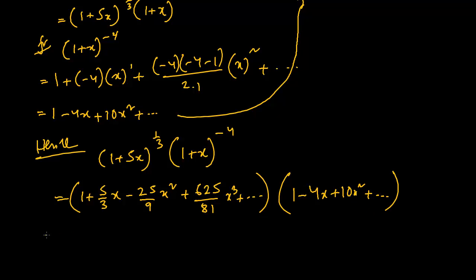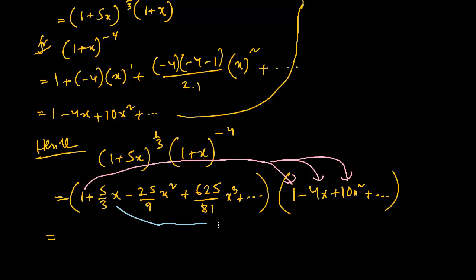Remember, in this expansion we need only terms up to x squared. So first let's multiply with 1. So 1 multiplied by 1, then multiplied by minus 4x, then multiplied by 10x squared. Next we are going to take the second one multiplied by 1 and then multiplied by minus 4x. x and x is going to be x squared. We don't need the other one because it becomes x cubed. After that, what we need is minus 25 by 9 x squared into 1. We don't have to multiply this with x because it becomes x cubed. That's all we need to do over here.